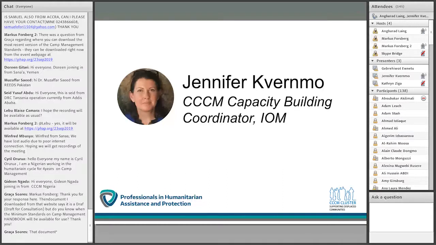So the in-person consultations have showed us where we need to have more precision, for example. They've showed us where we need to specify a lot more about the roles and responsibilities of the camp management agency and how they don't overlap with other sectors.